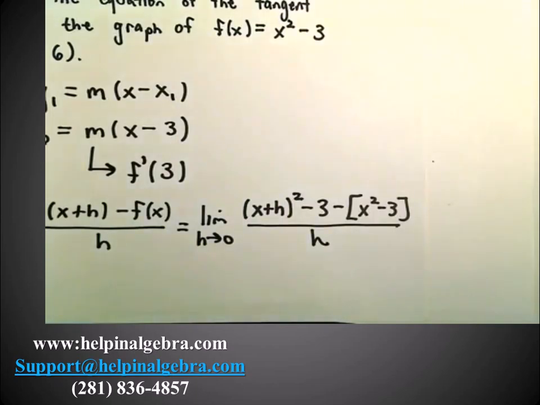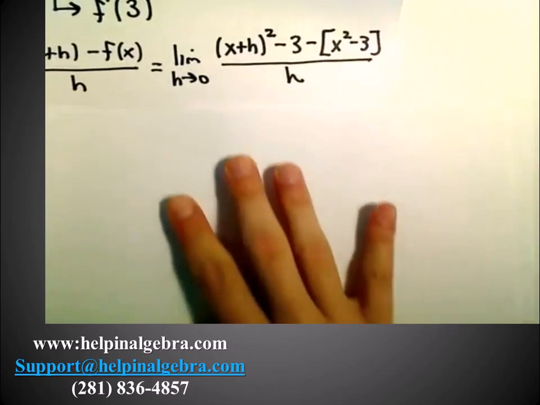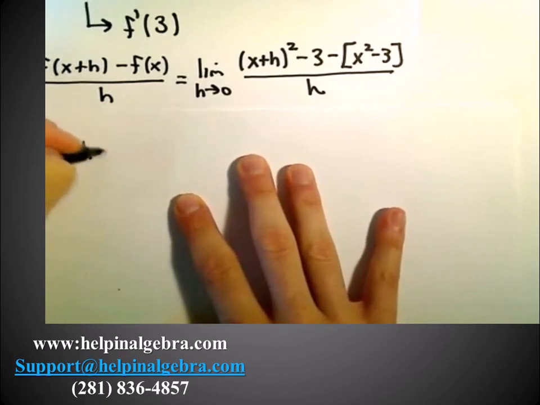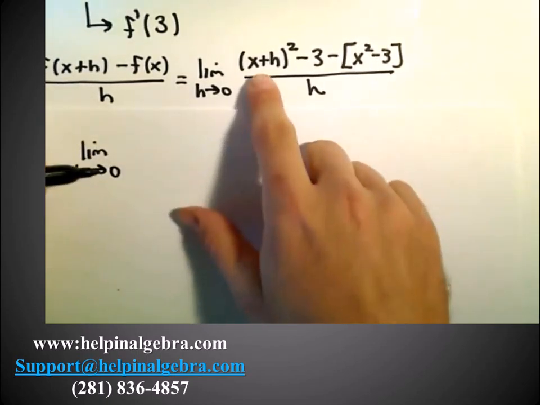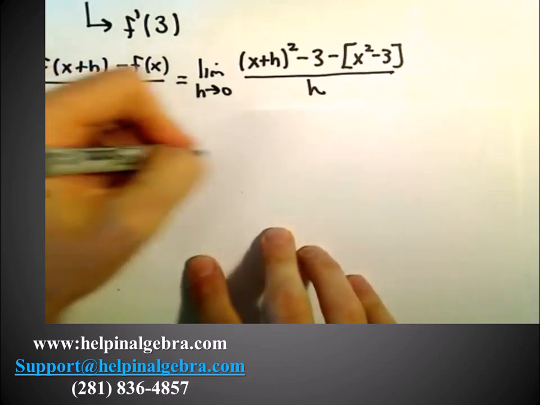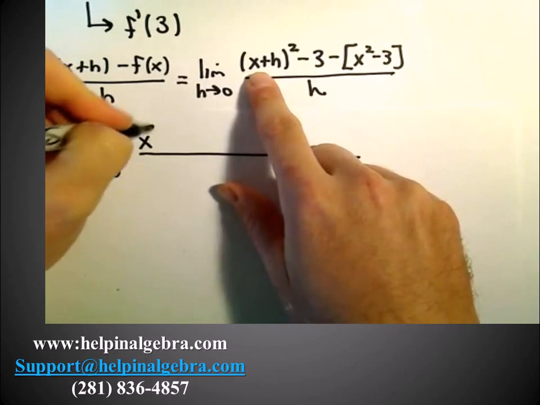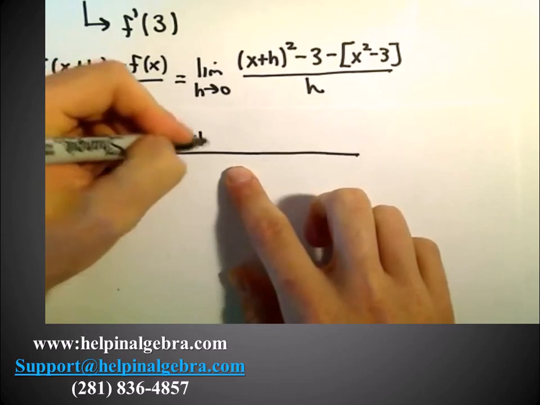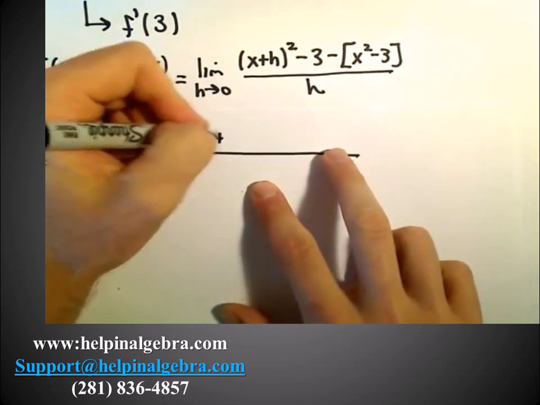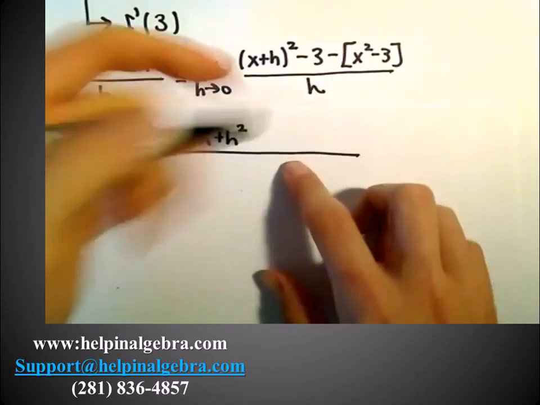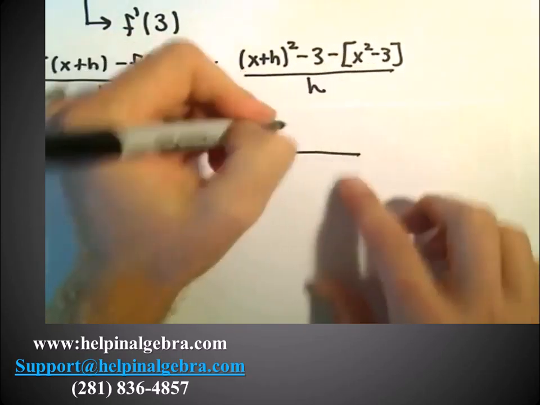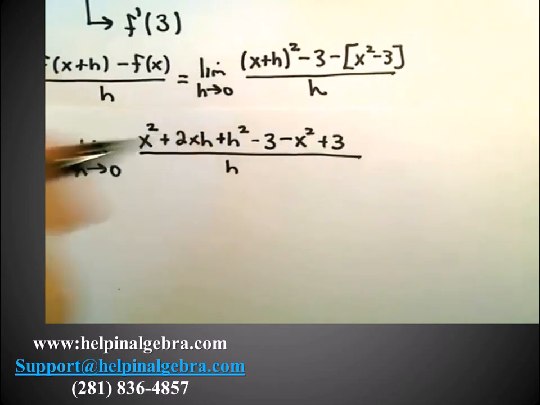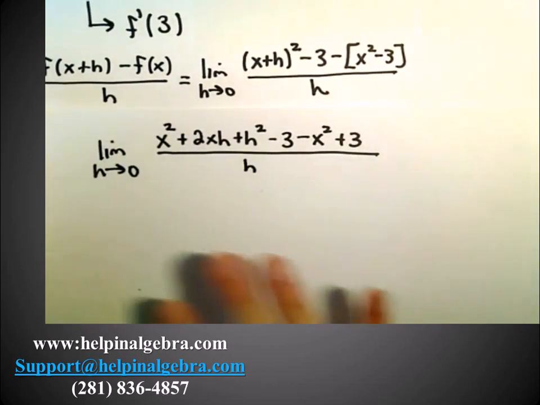So now we just need to simplify this expression a little bit more. So hopefully it won't be too bad here. So let's see, we would have the limit as h approaches 0. Well, this is x plus h times x plus h. So if you were to distribute that out, we would get x squared, we would get an xh, and then another xh, which would give us 2xh, and then h times h would give us h squared. We've still got our minus 3. If we distribute the negative, we'll get negative x squared plus 3. And again, everything's all over h.